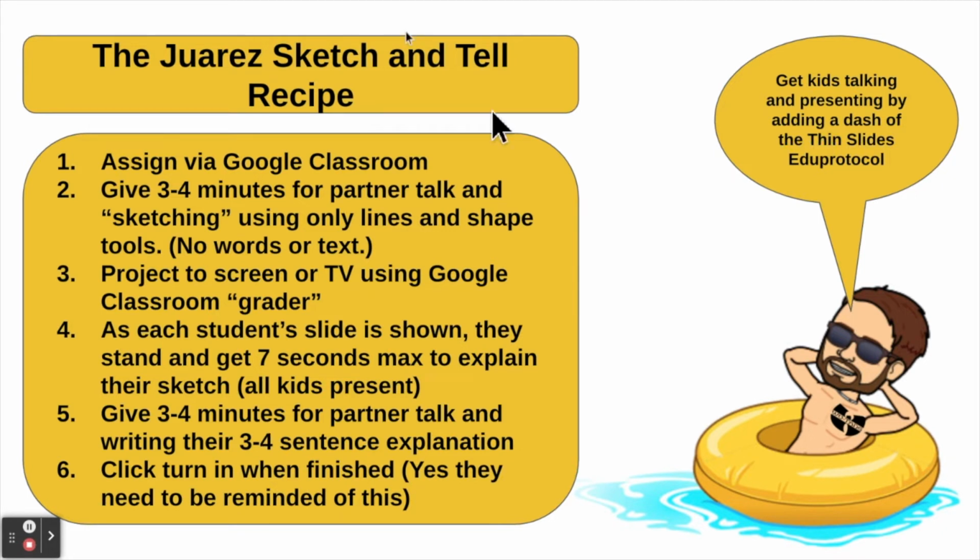So again, I assign it through Google Classroom, and the second step is to give 3 to 4 minutes for partner talk and sketching using lines and shapes tools. No words or text unless the prompt may require it. That's your discretion. Then once the kids are done with their sketching part, you project to the screen on TV using the Google Classroom grader.